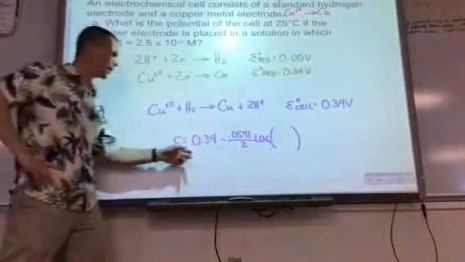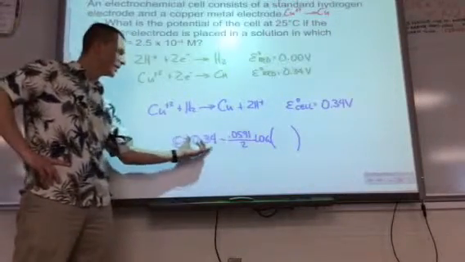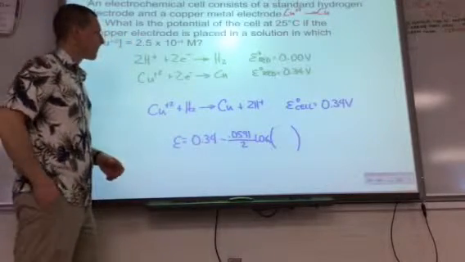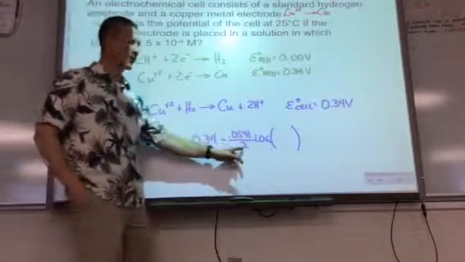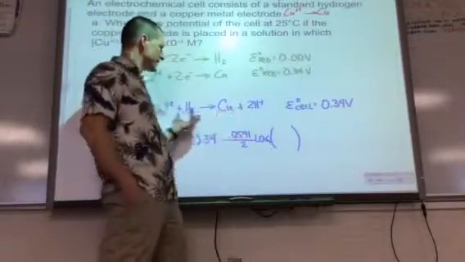How do you like what I have so far? Is that something like what you have? We found the standard cell potential. We got 2 for the n value. And now we have to fill in what the concentrations are.